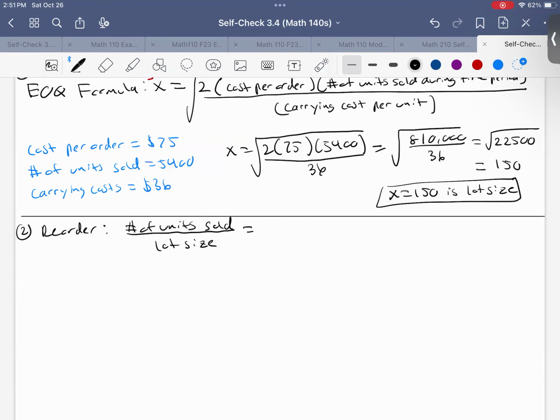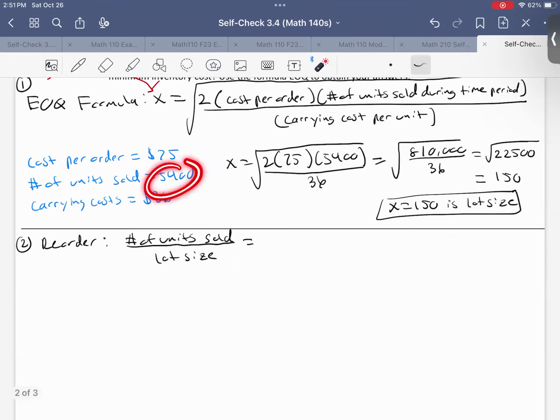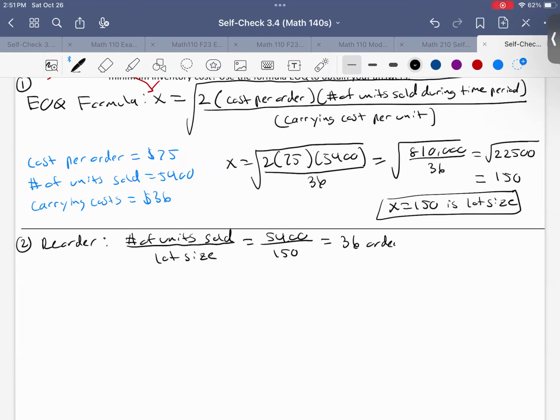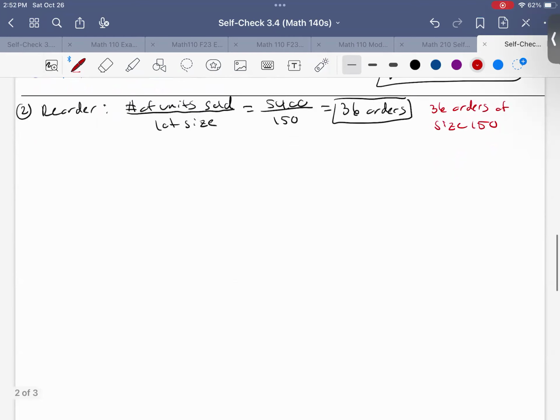To minimize its cost, the number of units sold is 5,400. So 5,400 divided by our lot size that we just found to be 150. If we cut that up by 150s, it should be 36 orders that we would like to make. So this is really just 36 orders of size 150, our lot size. That's how many times we'd want to reorder a year to minimize that cost. So that is step two.